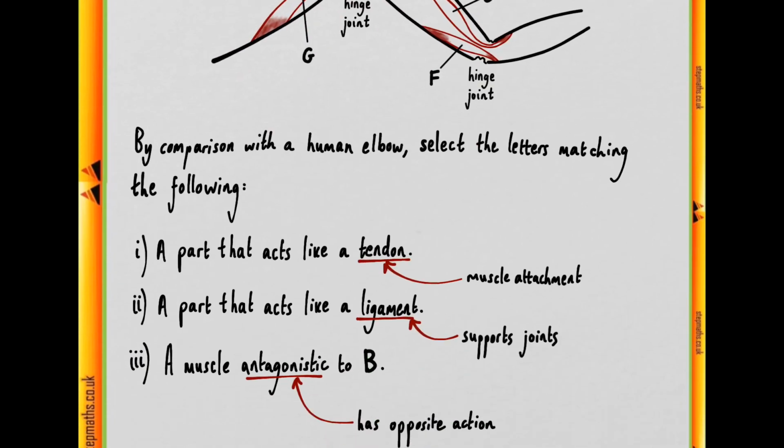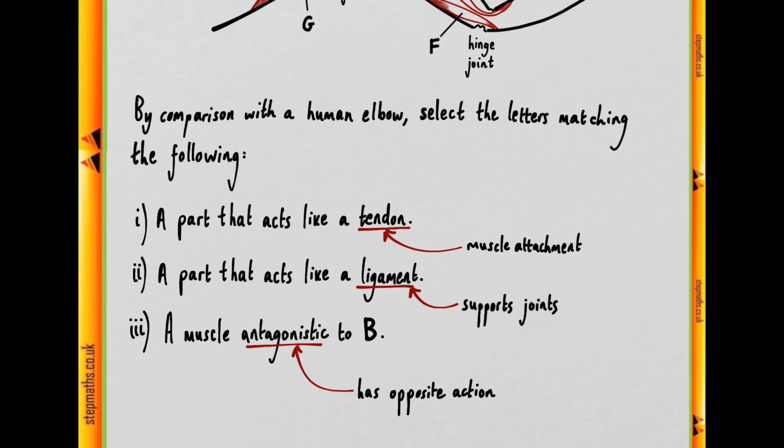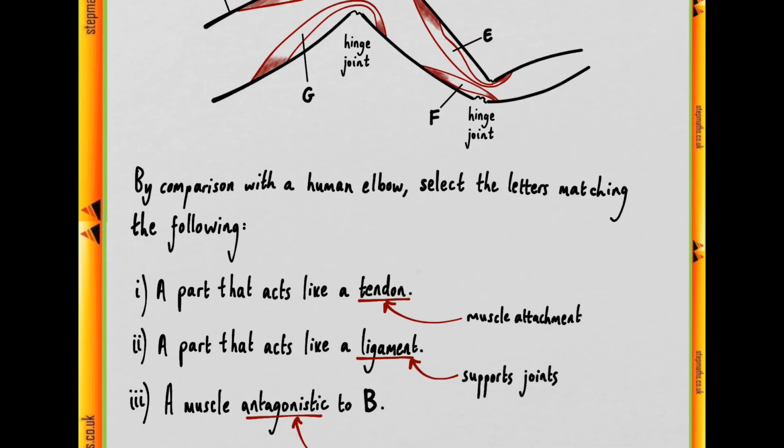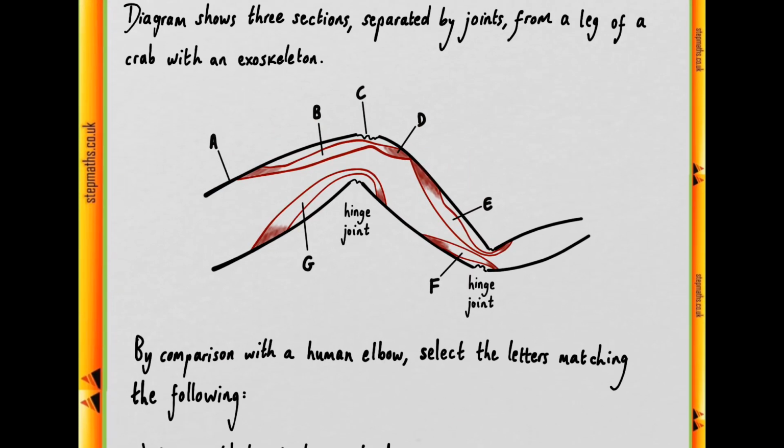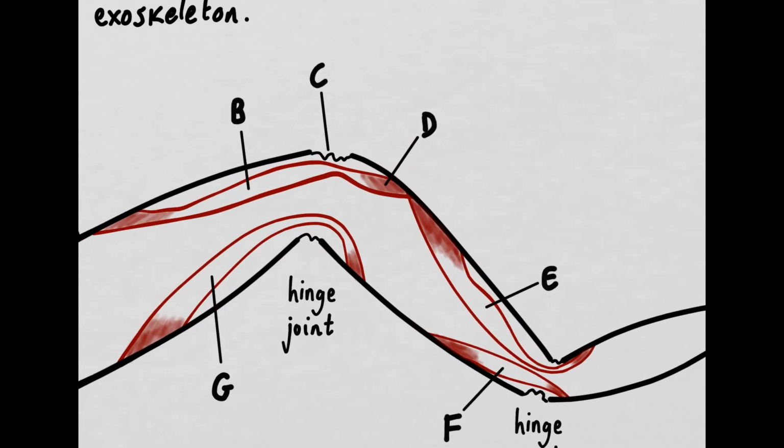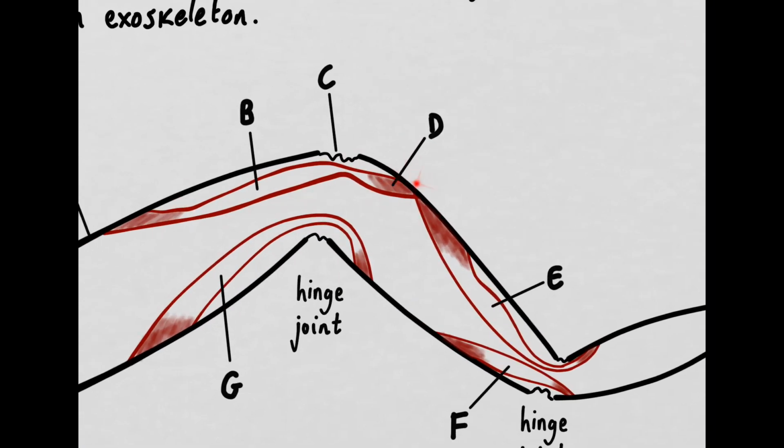Okay, so let's move on to finding the corresponding letters to these descriptions. So which part acts like a tendon? Which looks like a muscle attachment? Well, having a look here, the only one which seems to resemble that is D, as this muscle is feeding into this part of the limb.